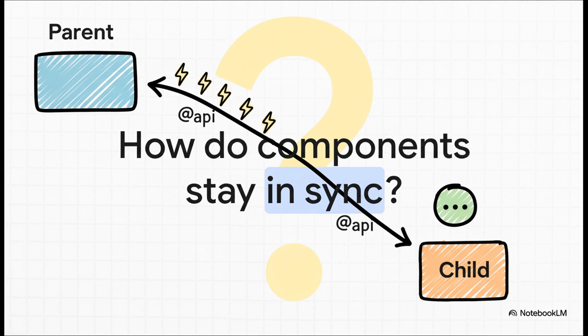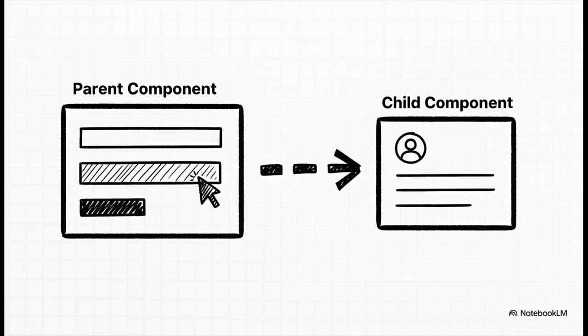seamless experience. Let's make this real with a classic Salesforce example. Imagine you have a parent component and its job is to show a list of account names. Simple enough. But when a user clicks on one of those accounts, a different component, a child component, needs to pop up and show the details for that specific account. The parent has to have a way to tap the child on the shoulder and say, hey, show the info for Acme Corp now. That right there, that's parent-to-child communication in a nutshell.